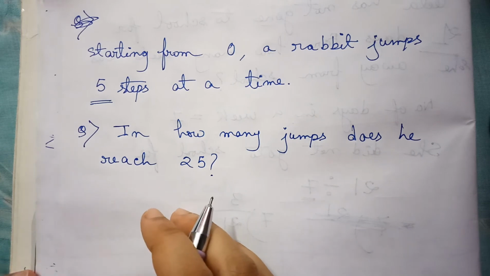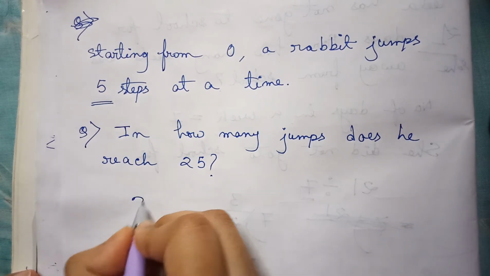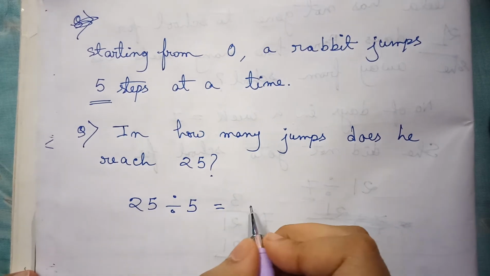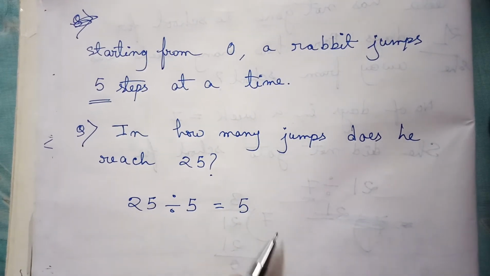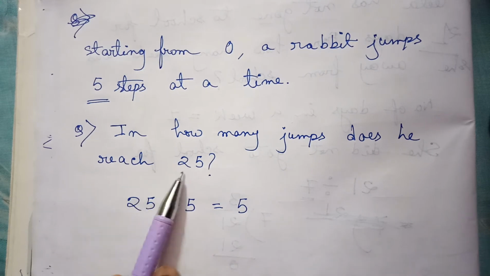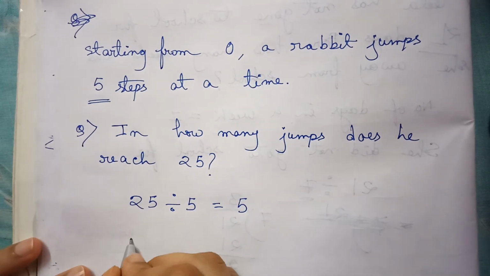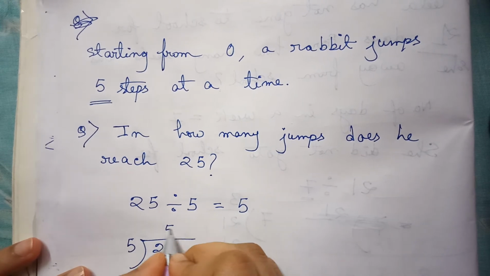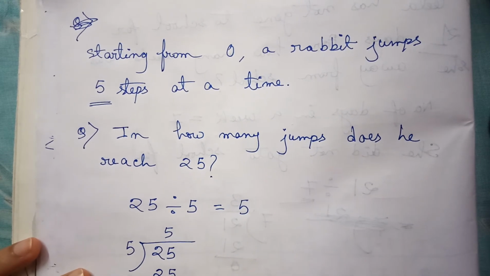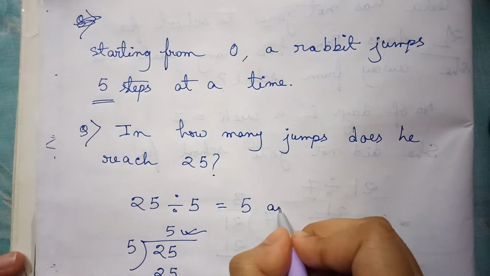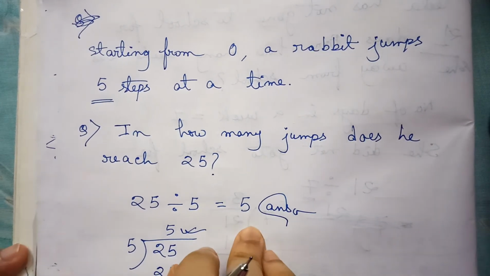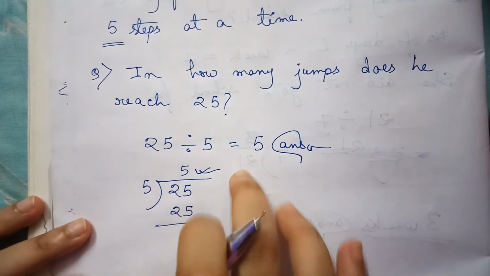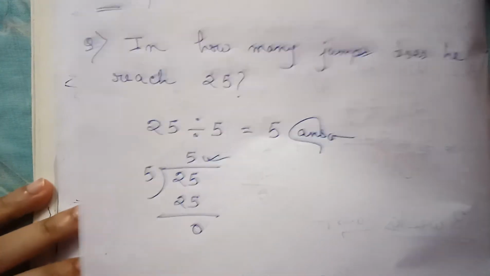What we are going to do here, samely 25 divided by 5 equals 5. So the answer will be, in how many jumps does he reach 25? Answer will be 5. So I am showing you how I have done it. 25 divided by 5, 5 5s are 25, right? So 5 is the answer. So you will only write 5 as your answer. So you will write 25 divided by 5. This is your answer. Okay.